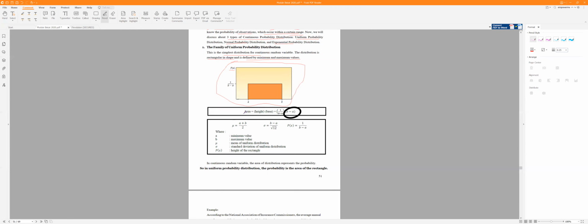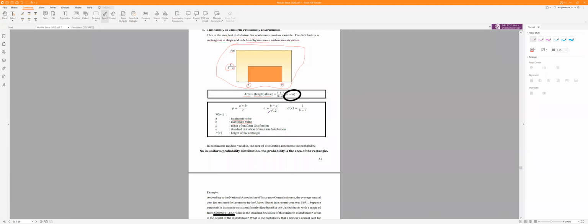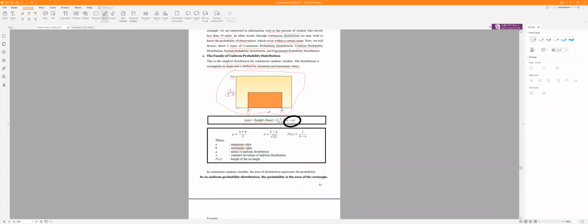And the area under the graph is height times base, which is 1 per b minus a, where b is the maximum value and a is the minimum value, times b minus a. Well, b is here and a is here, right? And this is 1 over b minus a. Okay, so basically in uniform probability distribution, what's good about it is the probability is always the same.